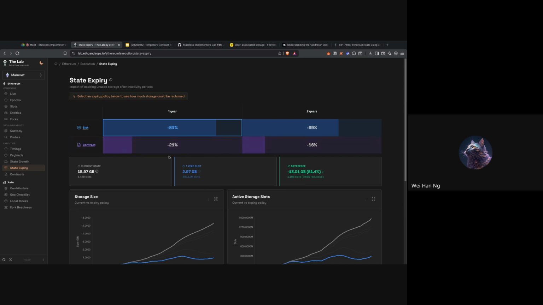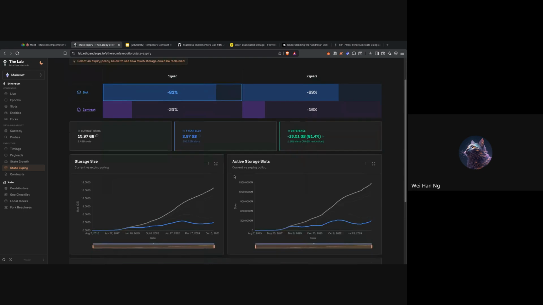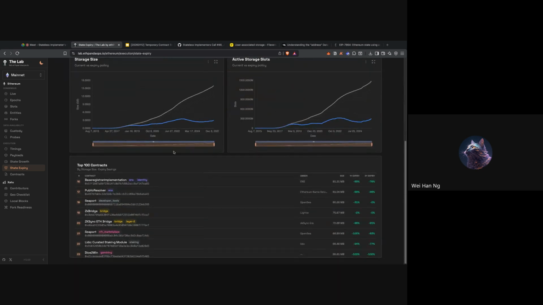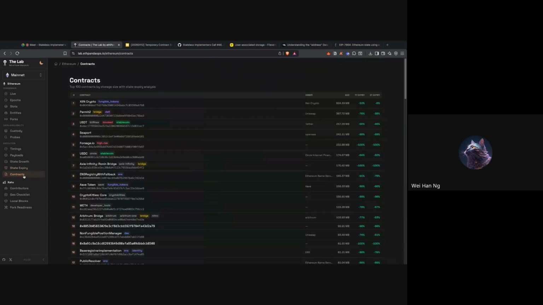And same goes for contracts, and later on we also have accounts. So there's a few things that you can explore, and there's also the top 100 contracts by storage size, where the first one is definitely Zen. I mean, that's pretty obvious.